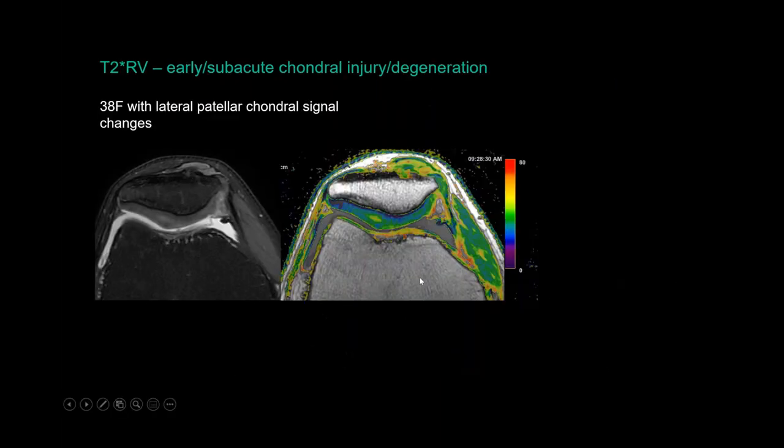So I find that T2 maps are very helpful, especially for the initial setting of knee pain without appreciable radiographic changes, and when the surgeon's interested in disease-modifying therapy. So in this case, on this axial image of the patella, you can see an area of high signal change in the lateral patellar articular cartilage. And when we do a T2 map, you can see the color changes there within the mid-range of the relaxation value, indicating some degree of injury to the cartilage at that point already.